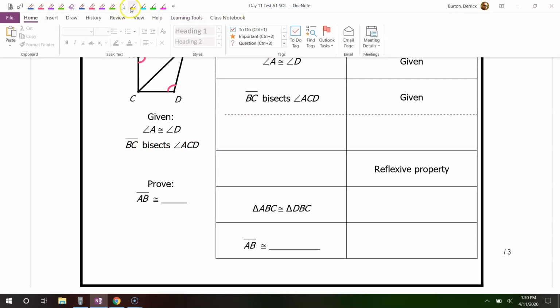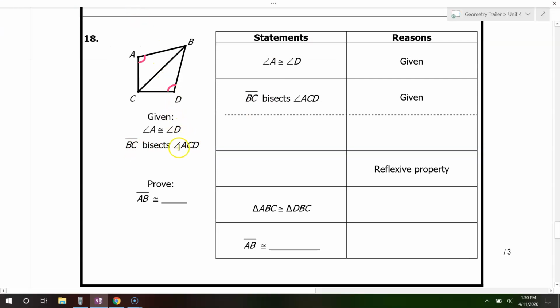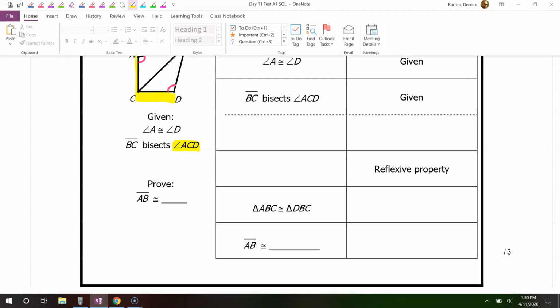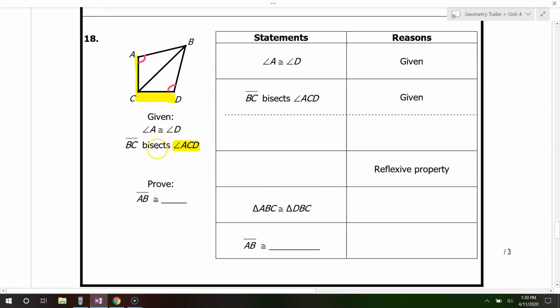When you have one of these bisector statements, I recommend highlighting the thing that is being bisected. Angle ACD is this angle right here. Just go from A to C to D. So that is the angle being bisected. And bisect means to cut in half. So that means that this side must be equal to this side.